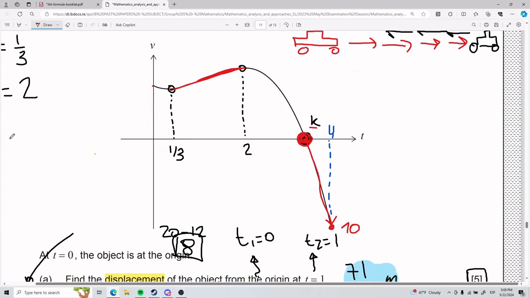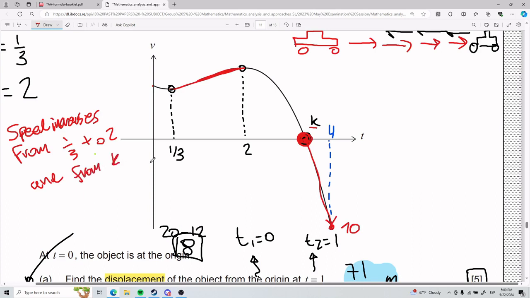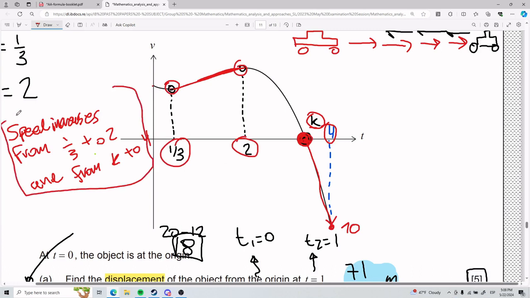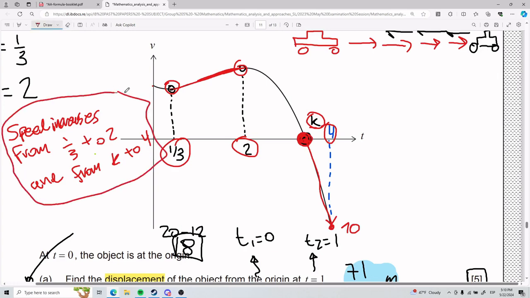So technically, speed increases, and this is not my final answer, but just intuitively. So speed increases from 1/3 to 2 and from K, which is the stopping point, to 4, right? So K and 4 and 1/3 and 2, okay? So this is what I need to put in fancy math language, but the idea is that you understood it.